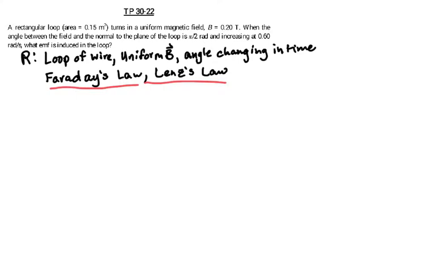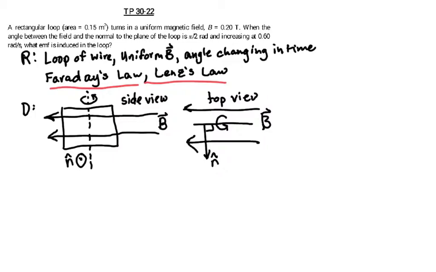Alright, next step is our draw step. And give me a second to pull that up. Alright, so here's a drawing of what we have here. Now, here on the left side, this is a side view. We have the magnetic field in the direction from right to left, and the plane of our loop is in the plane of the screen. So right now you're looking directly through that loop, and it's rotating in time.